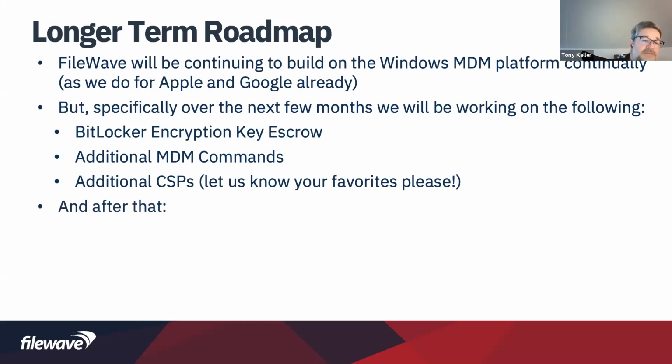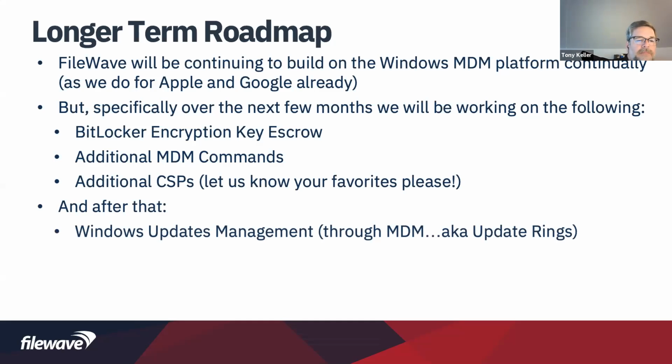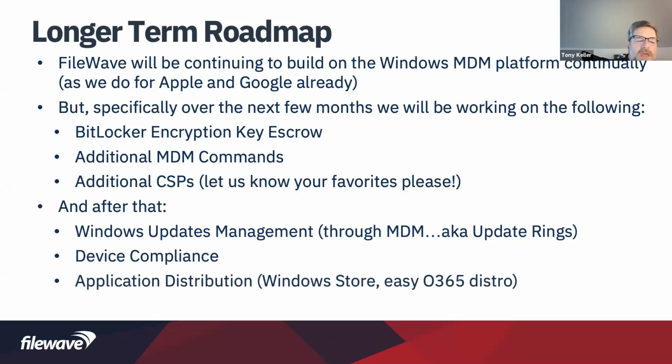And after that, so those three things are kind of the next block that we'll be working on. But after that, the general things that we'll be working on roughly in this order are Windows Update management through MDM. You may have read about these. The term that Microsoft uses for this is update rings. So we're going to be looking at that to allow some more flexibility for Windows Update. We're going to be looking at that device compliance aspect that we talked about, which is, hey, my device needs to have antivirus, for instance, or a password policy set before it can access certain applications. And then we're going to look at application distribution, such as the Windows Store and Office 365 distribution.